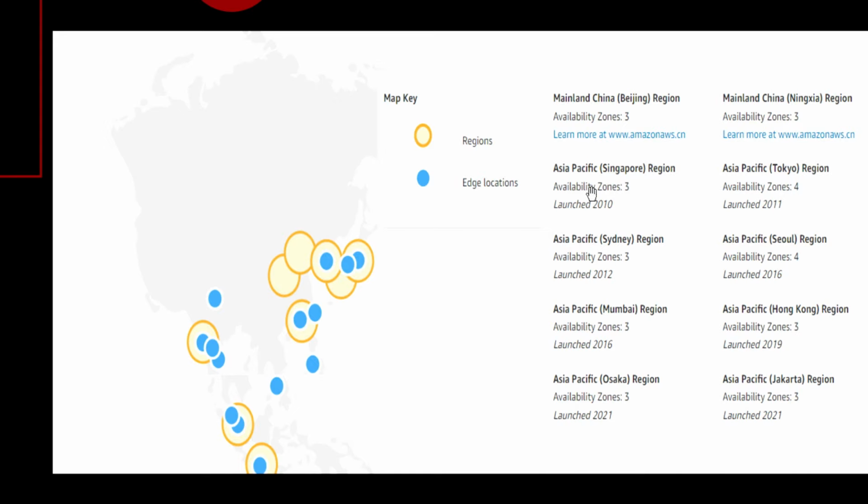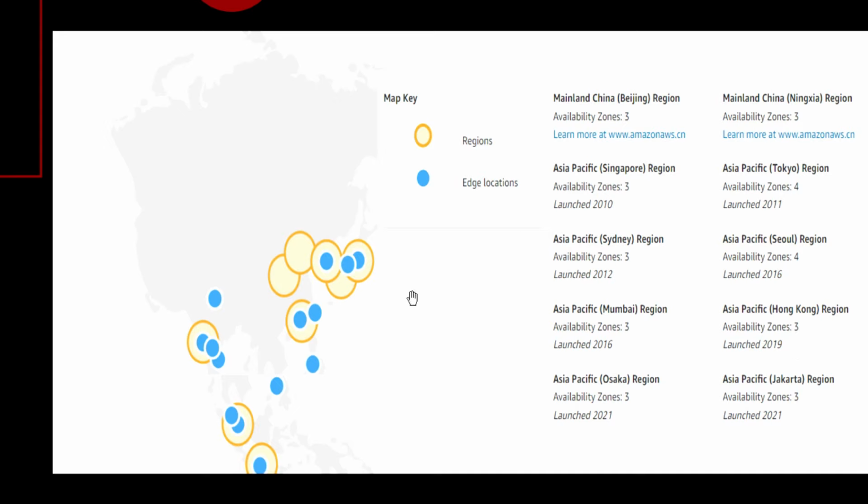In mainland China, they have three availability zones. In Singapore region, they have three availability zones. Tokyo, they have four. In Sydney, which is in the Australia area, they have three. In Mumbai, they have three. Hong Kong, they have three. These are the regions, okay?